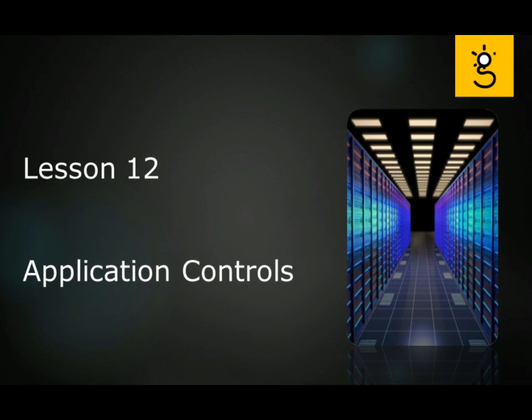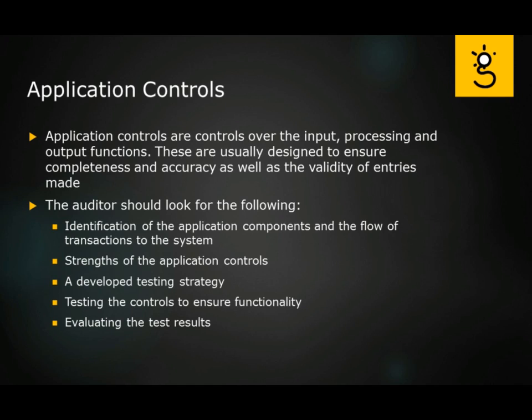In this lesson, we're going to talk about application controls. Now, application controls are just what they sound like. They're controls over the input, the processing, and output functions of applications. They're usually designed to make sure we have completeness and accuracy, as well as validating the entries that are made.